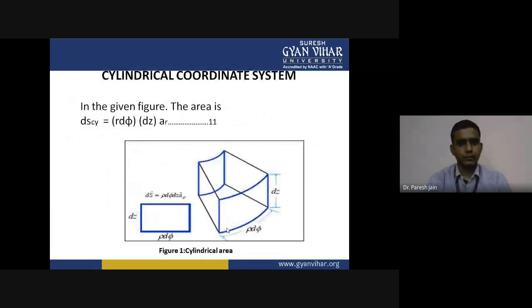In the given figure, the area is represented. We are able to understand from this figure, the cylindrical coordinate system is shown, and the cylindrical area is found by the multiplication of the quantities r d phi and dz in the direction of a r, that is the radial vector. So ds is defined in the direction of a r, that is r d phi dz. It is the cylindrical coordinate system surface area.